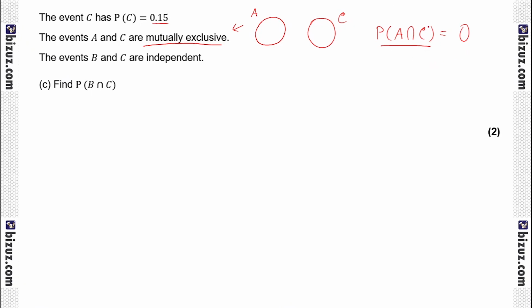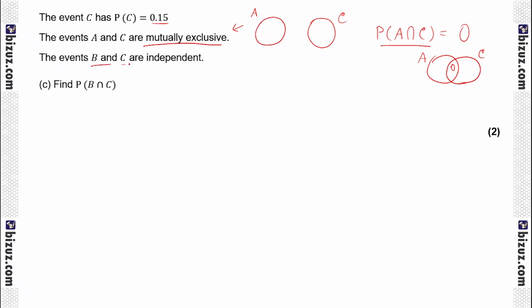And on some diagrams, if you wanted to represent two exclusive events and you draw them overlapping like this, instead of erasing it and still wanting to use this diagram, you can just put a zero here. That still means the same thing, that the probability of them happening together is 0. Now they're asking us to find the probability of B intersection C.